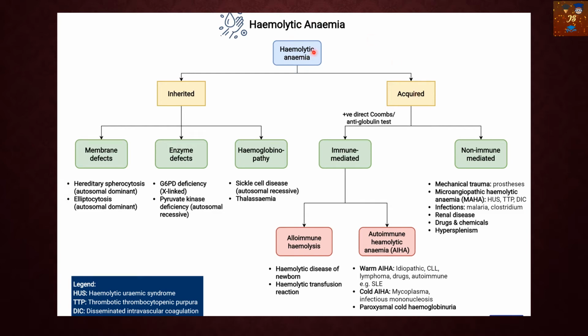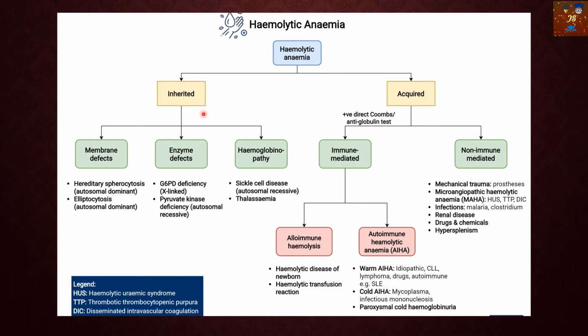So hemolytic anemia is classified into two parts. One is inherited. Inherited means there are defects found in any of the components, like enzymes, membrane or hemoglobin, which can lead to hemolysis. And this defect of the membrane, enzyme or hemoglobin is inherited.